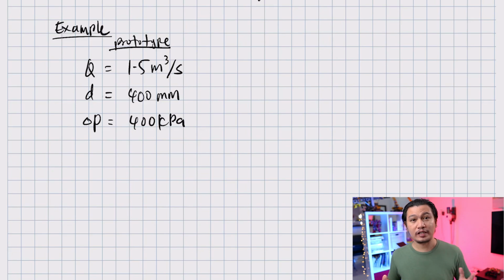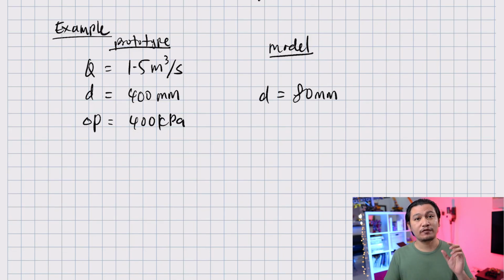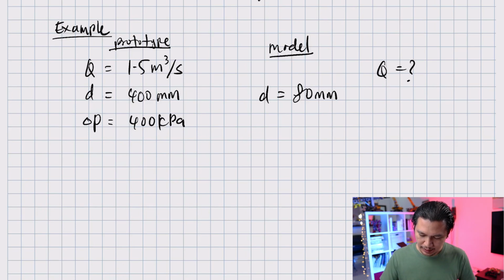Okay, now obviously before you design this product, you need to model it and test it in the lab. And for the model, you need to do it with the pump with the impeller diameter of 80 millimeter. So D for the model is 80 millimeter. Now, with this model, what is the flow rate and the pressure rise that you can expect? So the question is asking for what is Q and what is the pressure rise of this model.